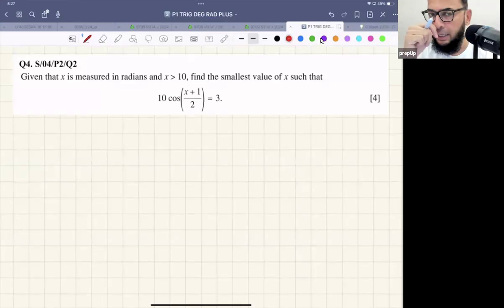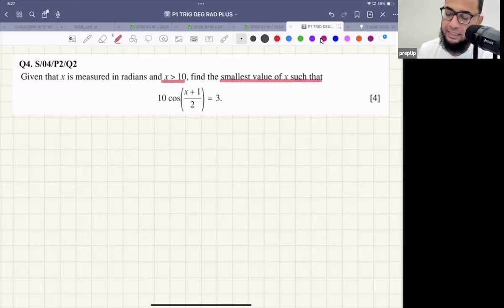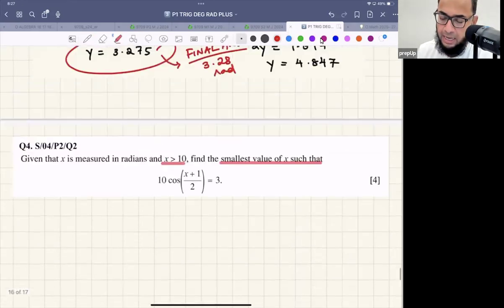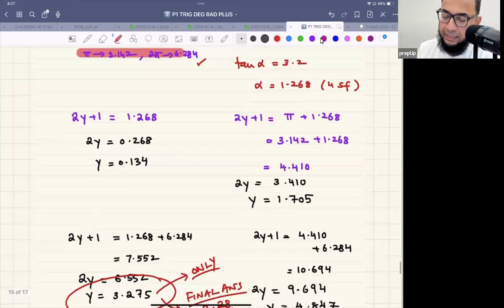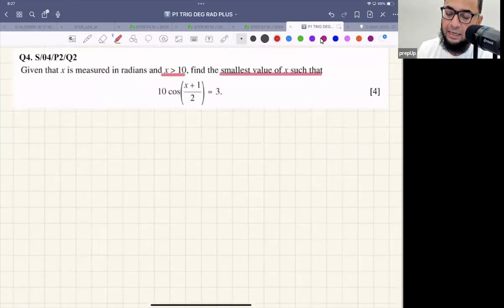Now let's look at question number 4. It says, given that x is measured in radians and x is greater than 10. This time they're asking for the smallest value of x such that this is the equation. Let's compare the two. Over here, y is less than 4, and they were asking for the largest value. This time x is greater than 10, and they are asking us for the smallest value.